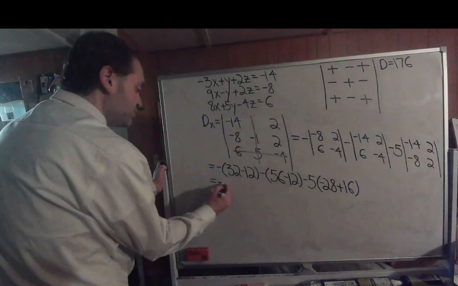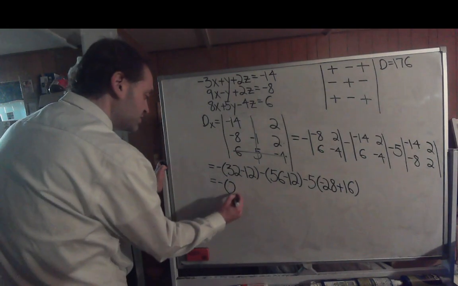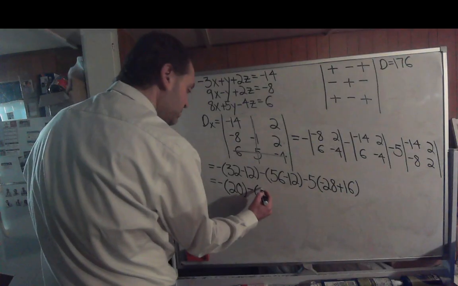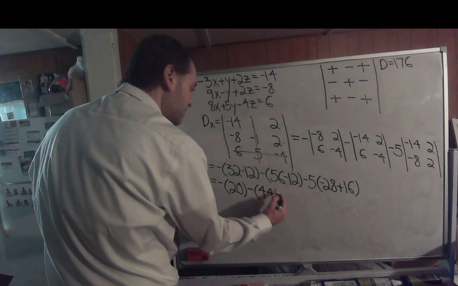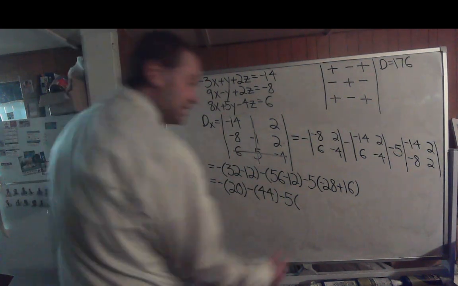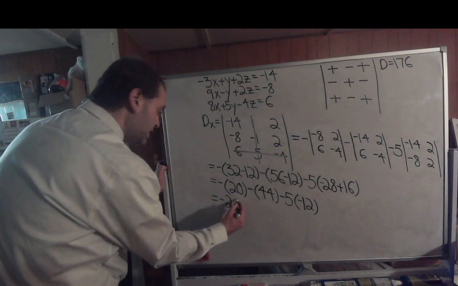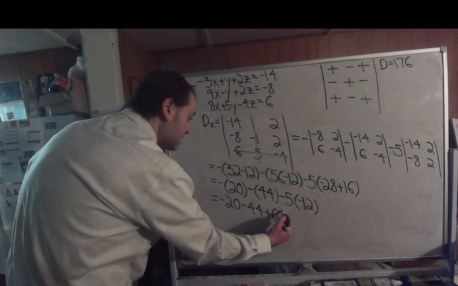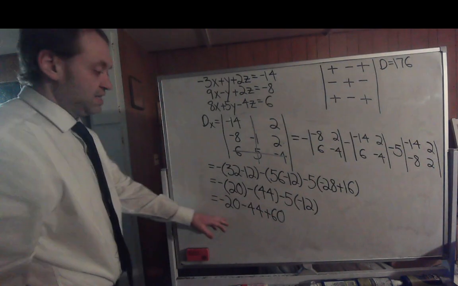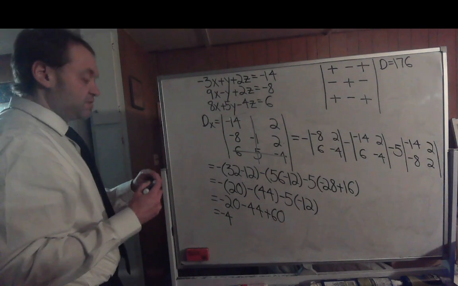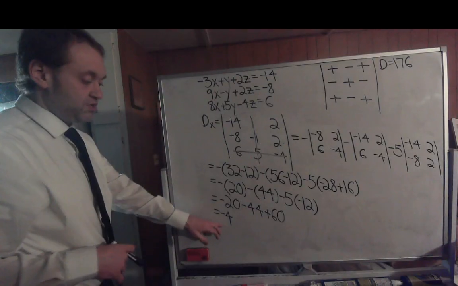So let's see, minus your first set of parentheses, 32 minus 12 is 20. Minus your second set, 56 minus 12 is going to be 44. Minus 5 times your third set of parentheses, negative 28 plus 16 is actually negative 12. So this will simplify into negative 20 minus 44 plus 60. So this will be negative 64 plus 60, you end up getting negative 4. Alright, so d sub x is equal to negative 4.